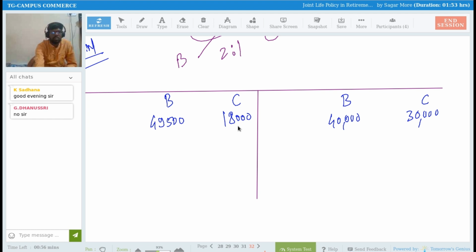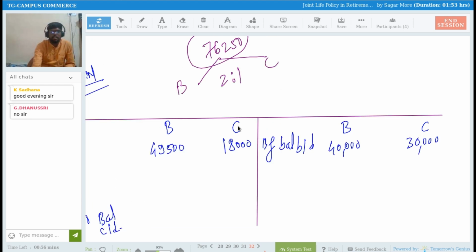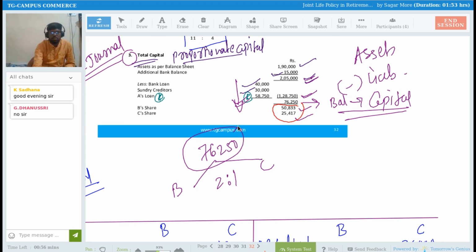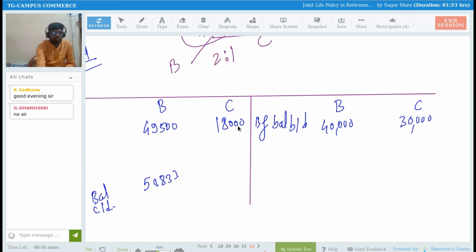Where to write down closing balances, sir? Always on the debit side. This is their opening balance. By balance, tell me, carried down or brought down? Brought down. By balance brought down here and to balance carried down here. That you have found out in the working note only, right? So you write down 50,833 for B and 25,417 for C.